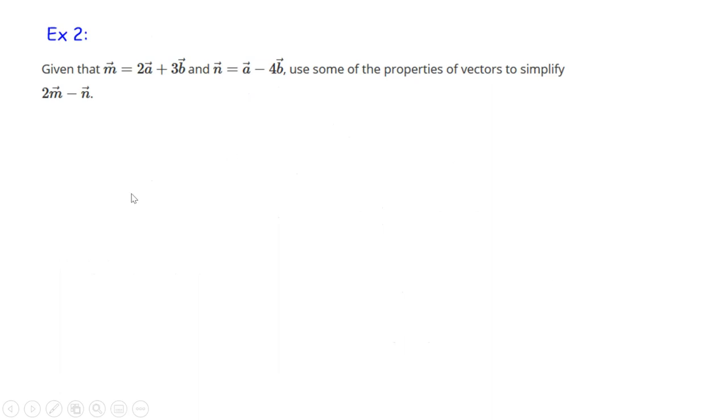Given that, here's example 2: vector m is equal to 2a plus 3b, and vector n is equal to these two other vectors with scalars. Use some of the properties of vectors to simplify 2m minus n. It is what you think. I'm going to take 2 times the first one, minus all of what's in here. That's going to give us 4a plus 6b minus a plus 4b, which means I can simplify to 3a plus 10b. And you said vectors were difficult.